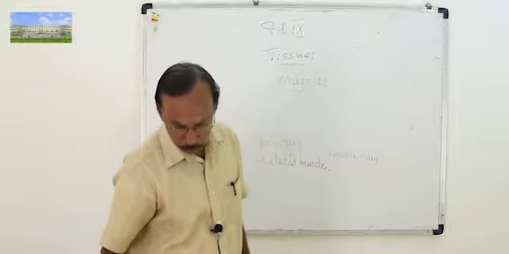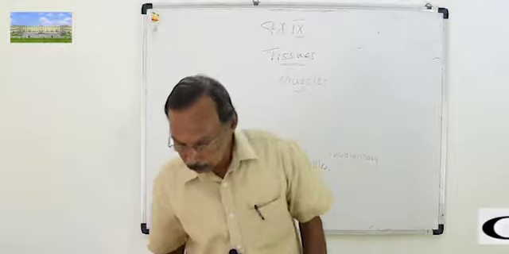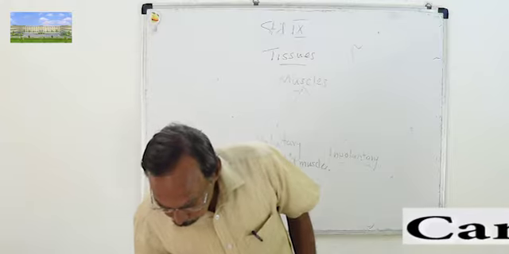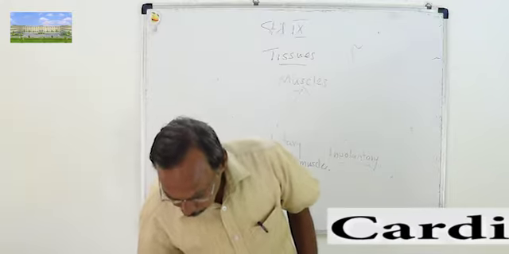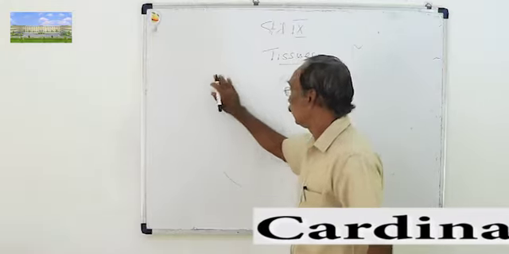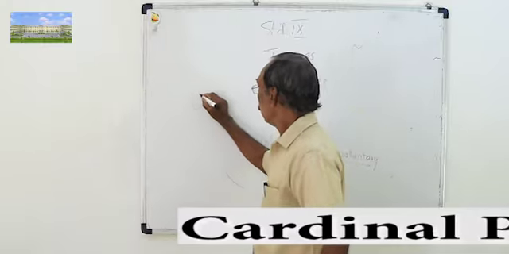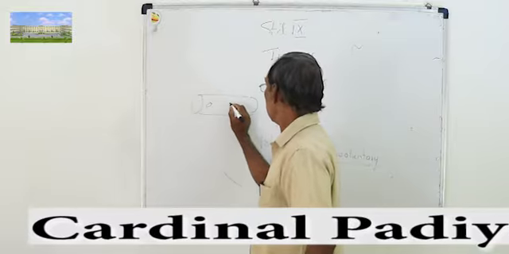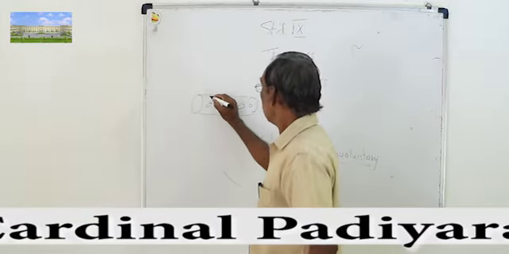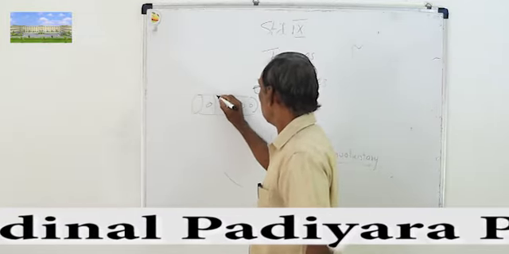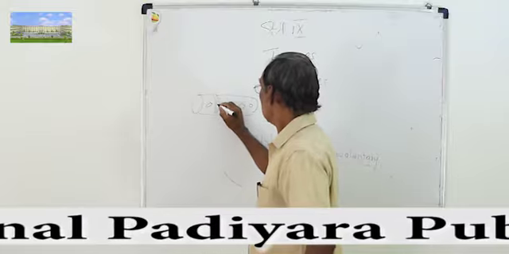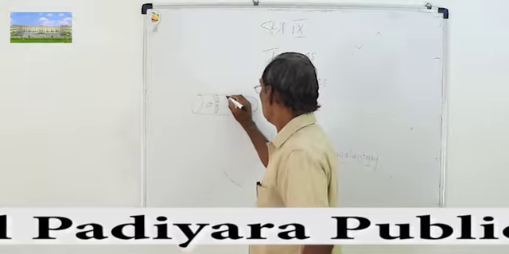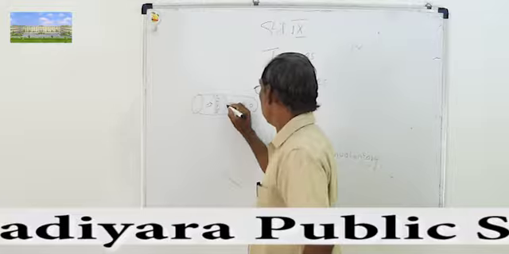Connected to the skeleton. They are elongated cylindrical cells, elongated cylindrical multinucleate cells. The diagram is there in the text. You can see the long elongated multinucleate cell. Many nuclei are there, and they also have so many striations, that is, striations and some part bands.